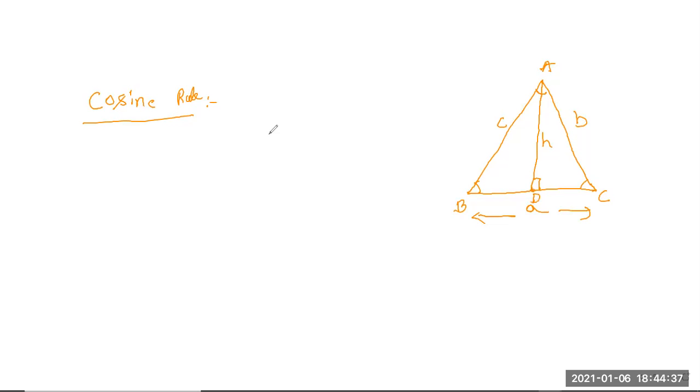So what is sine of angle B? This is a right angle triangle. Triangle ADB is a right angle triangle. So what is sine B? H by C, or else you can write H is equal to C sine B.